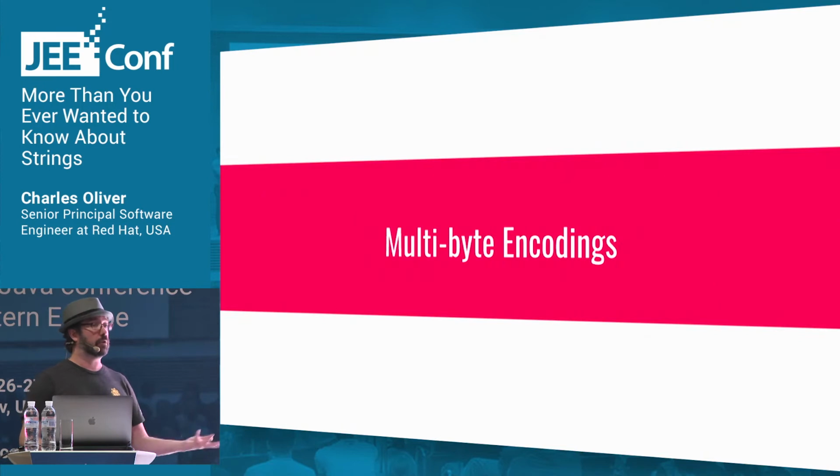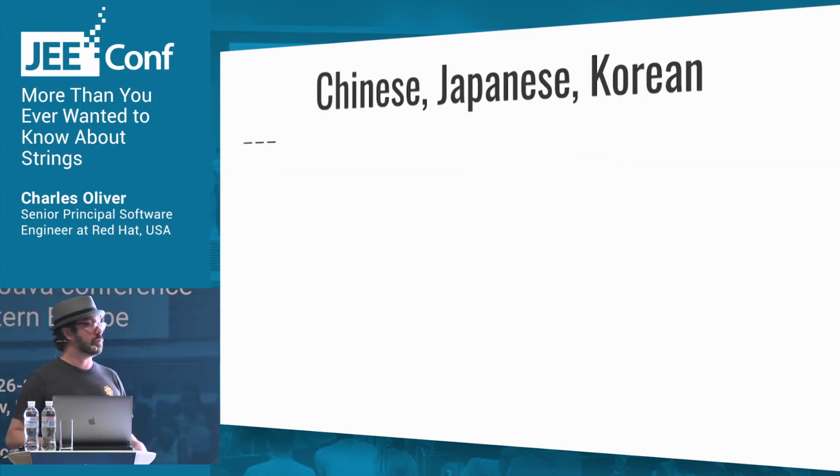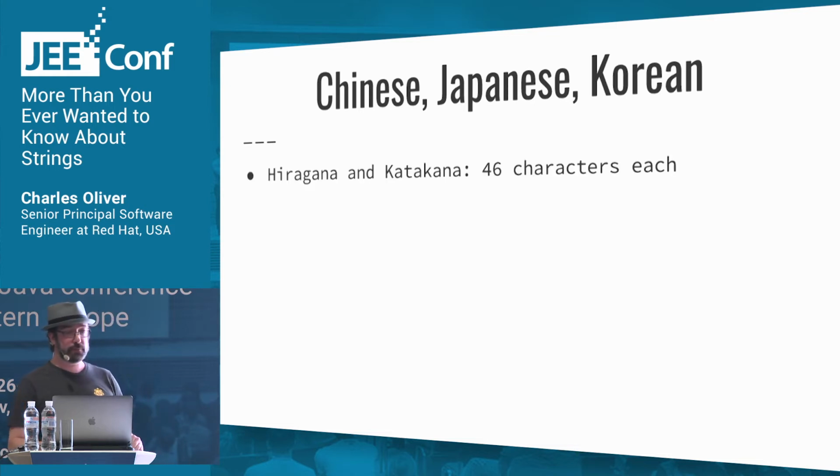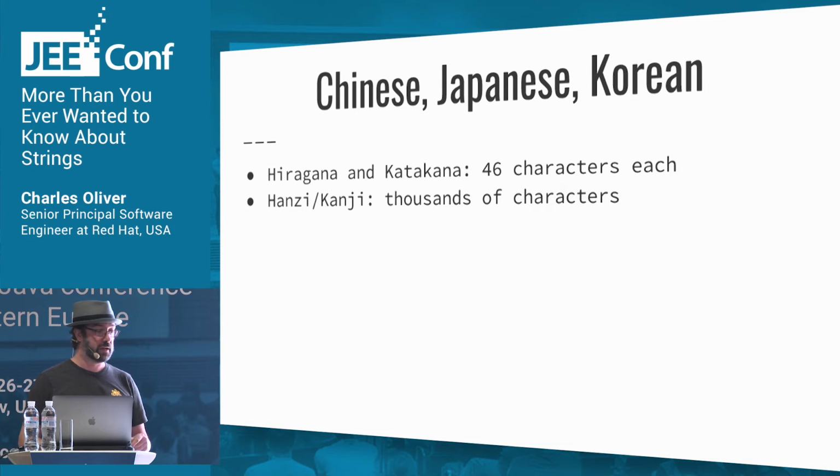So what do we do? We need more space. We have to move to multi-byte encodings. Early attempts at multi-byte encodings were, of course, done for the Asian languages, which really had no way of representing them in a single byte at all. Hiragana and katakana already are 46 characters each, so that's already pushing the limits of what we can fit into a single byte. Hanzi, kanji, there are thousands of characters.